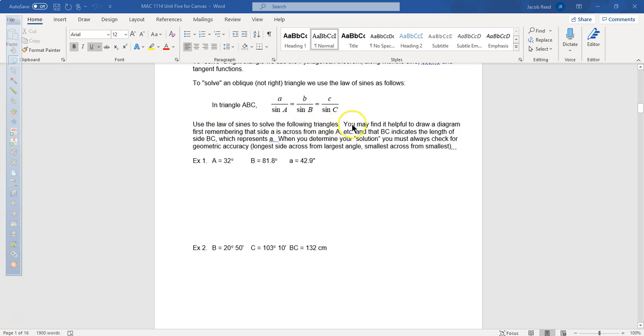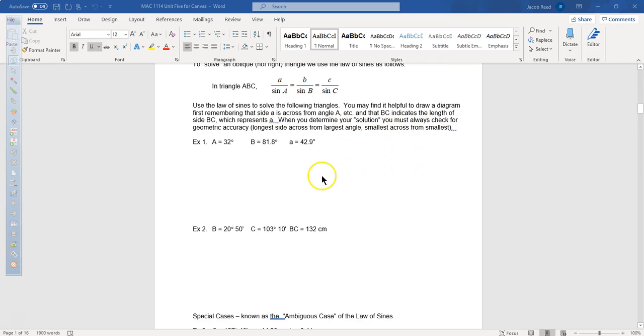Using the law of sines, you may find it helpful to draw diagrams. I always draw a diagram. I'm going to give you that little bit of advice. When you determine your solution, you must always check for geometric accuracy, which means that the longest side should be across from the largest angle, and the smallest across from the smallest. Okay, so let's go ahead and get right in.